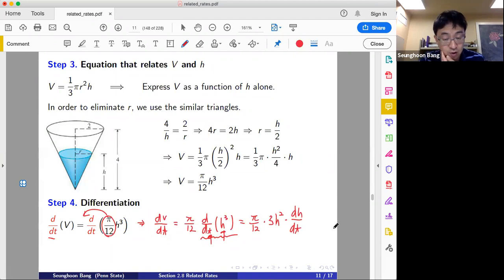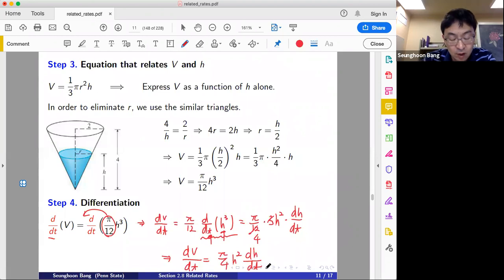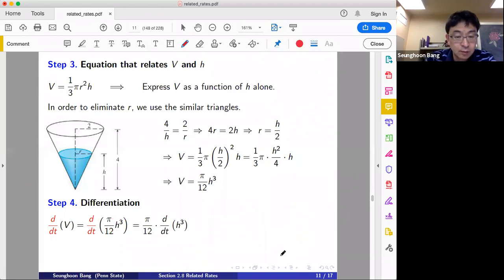You can use the chain rule. The 3 is crossed out, change to 4. So we have this result: dV over dt equals pi over 4 h squared dh over dt. So we have it.